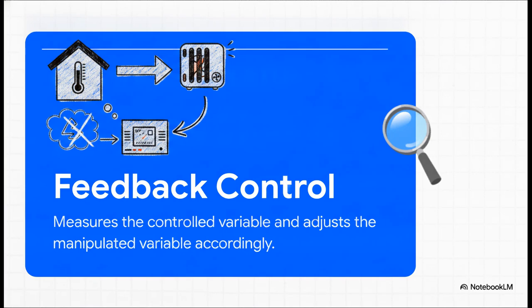Let's slot the first and honestly most fundamental tool into our blueprint. The definition here is key. Feedback control measures the controlled variable, compares it to the desired value, and then uses that measurement to adjust the manipulated variable. It's like, if your room's too cold, the thermostat measures that cold air and kicks on the heater. But notice what's missing from this definition. It doesn't actually measure the disturbance itself. It only measures the result of that disturbance on the controlled variable.